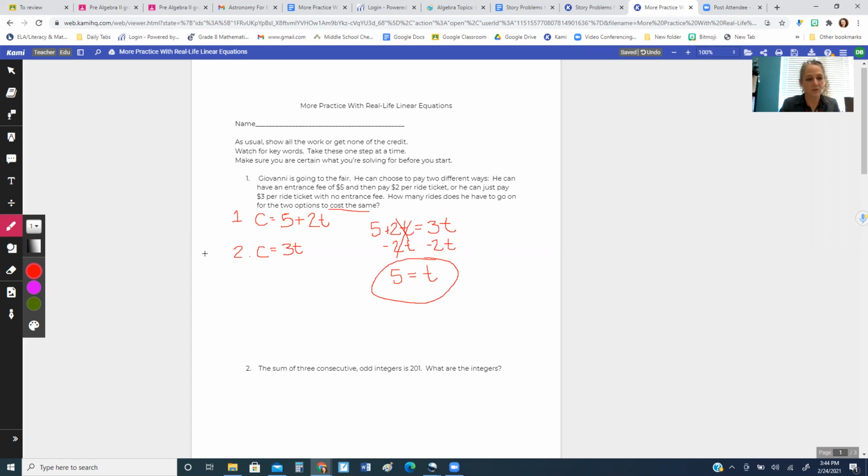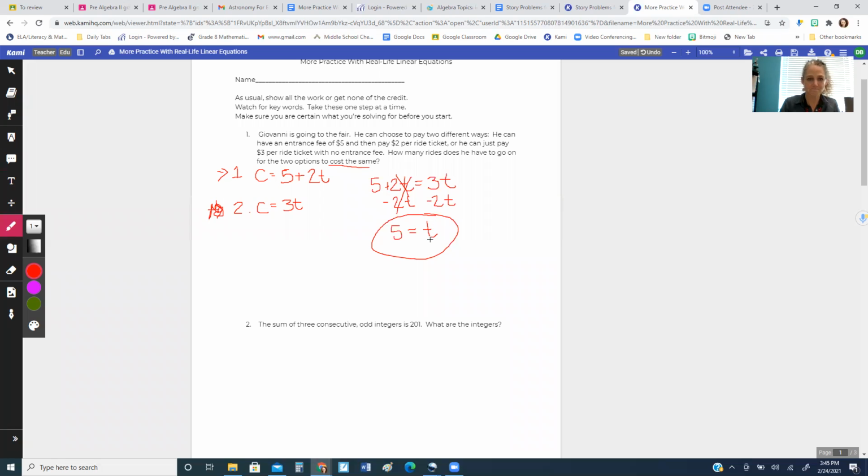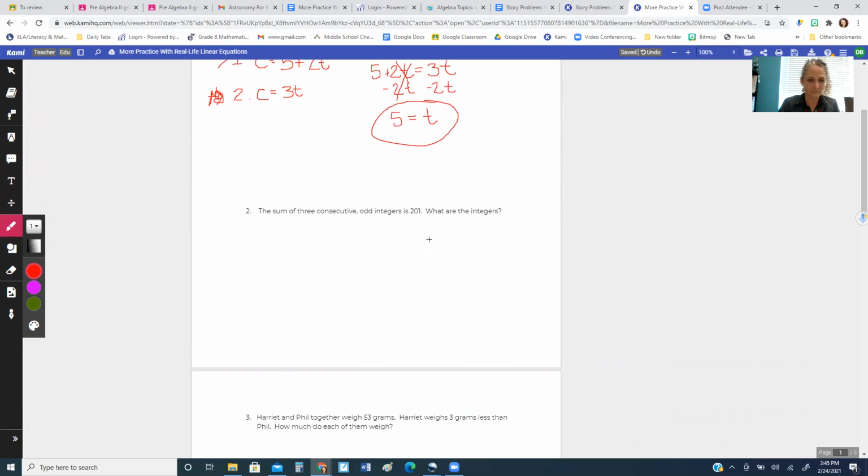If I go on 6 rides, then this option is cheaper. If I'm only going to go on 1, 2, 3, or 4 rides, this option's cheaper. If I'm going to go on 5 rides, it doesn't matter which one I choose. And if I go on more than 5 rides, option number 1 is cheaper. So at 5 equals t, they're the same.